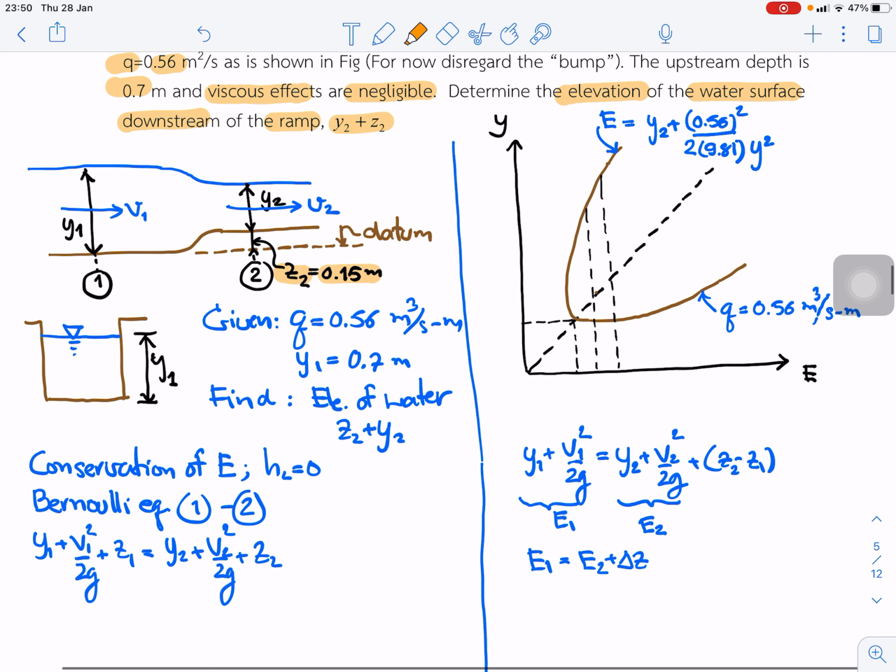Okay, so this is the profile of the ramp. At point 1 is y1. y1 is 0.7 and this is v1. And what is the z2 plus the y2?